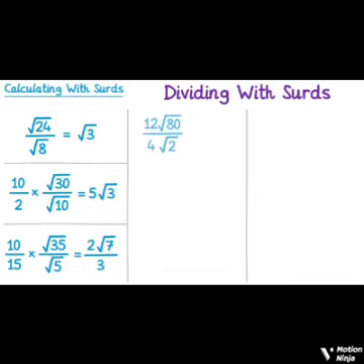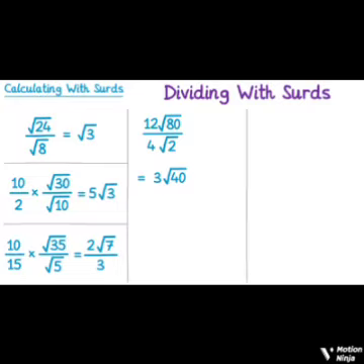Now let's try this one. So we're going to start with the 12 over 4, which gives you 3, and then we do square root 80 divided by square root 2, which is square root 40. Remember earlier I said we should always check to see if the surds can simplify, and square root 40 does indeed simplify.